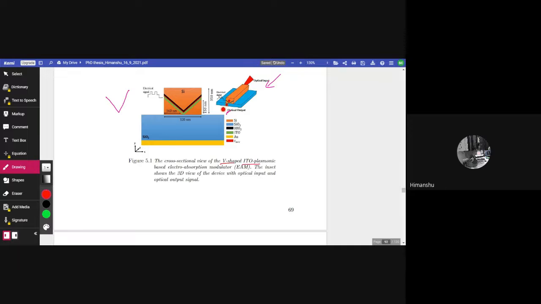And the inset of figure 5.1 shows the 3D view. That is from where the input signal is coming and from where we are measuring or calculating the optical output. So it is showing the 3D view. And the electrical signal is applied to the ITO layer. And here the height of the Si waveguide is 350 nanometer, and the width of the waveguide is 320 nanometer.